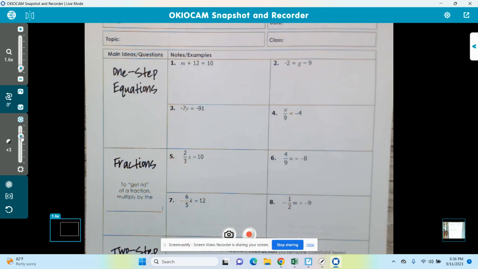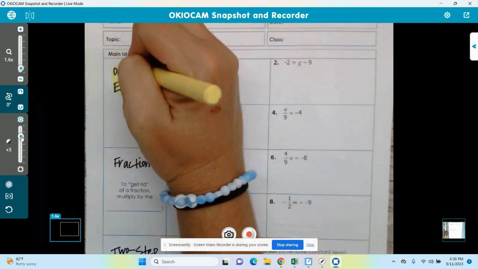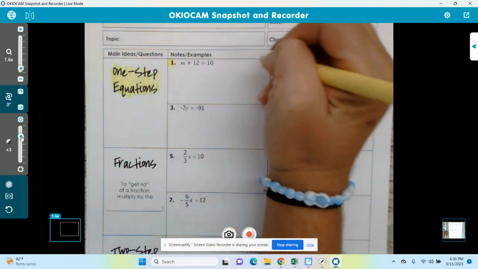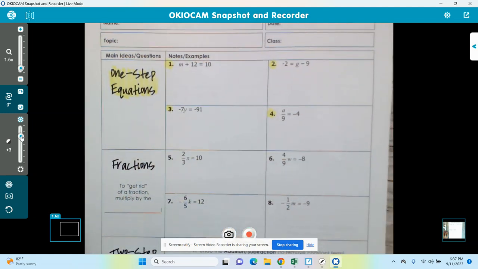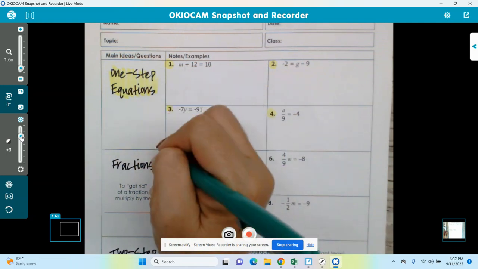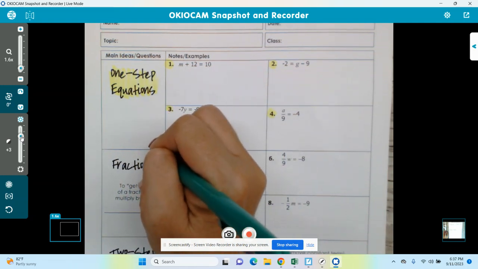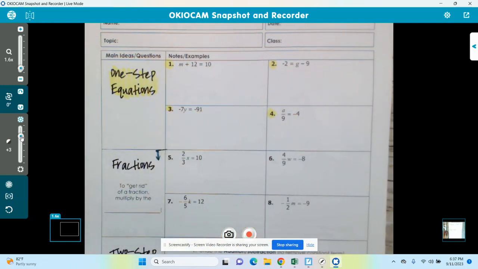All right, so we're going to start with one-step equations. Now, this is not a trick. One-step equations should actually just take one step. So 1, 2, 3, and 4 will all be a single step equation. Everything past that, I am going to do more than one step for. So let's talk about what we're doing here.